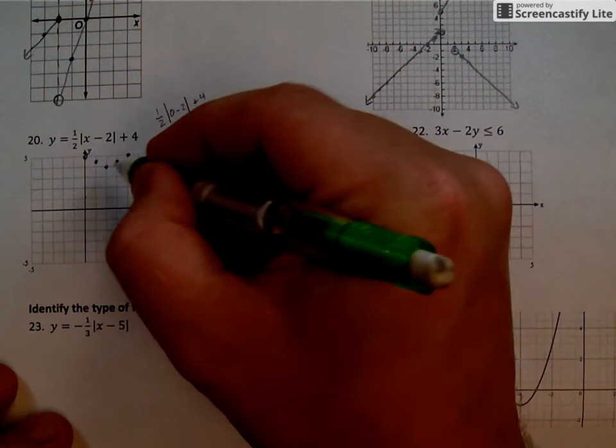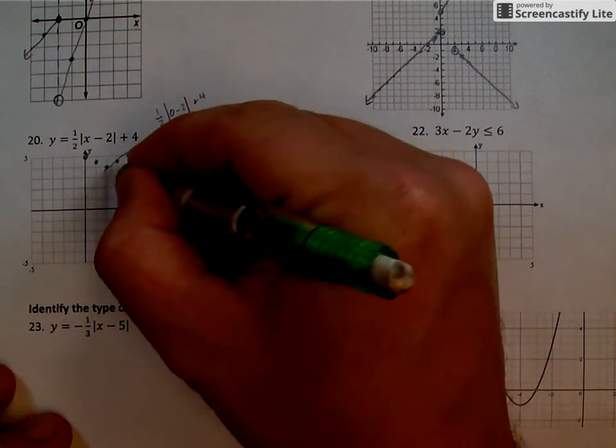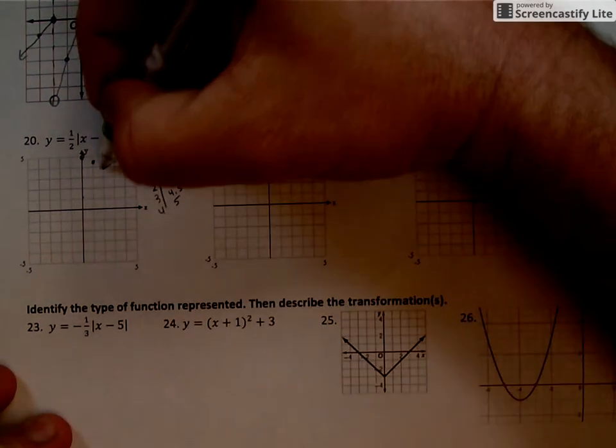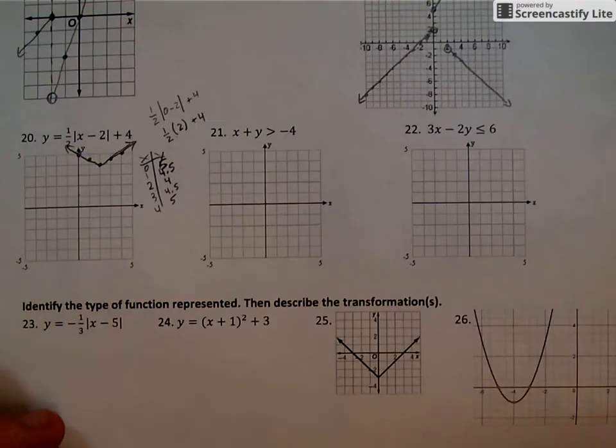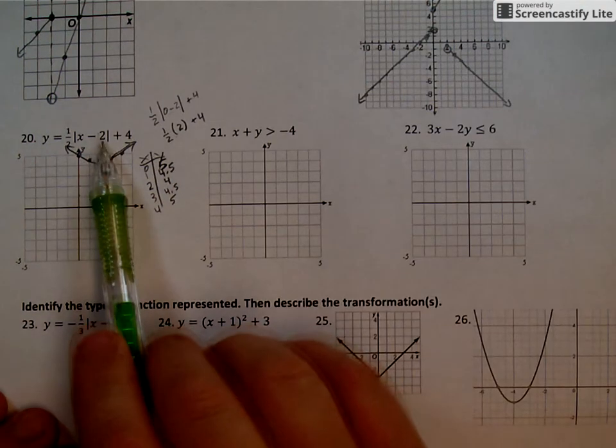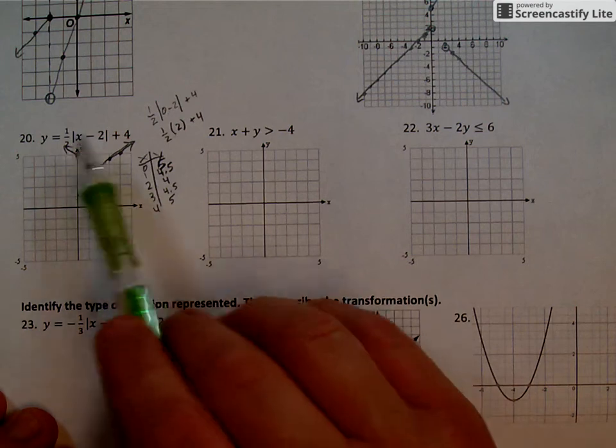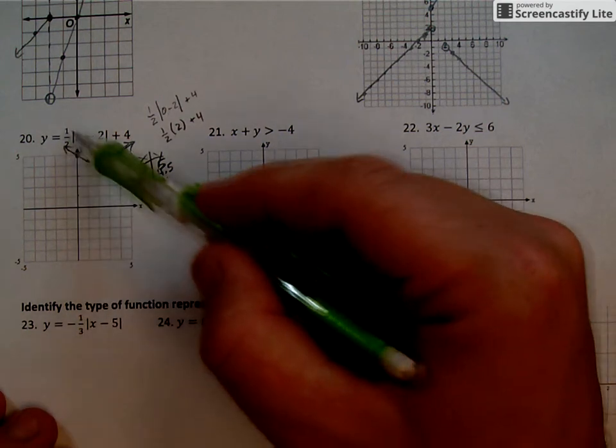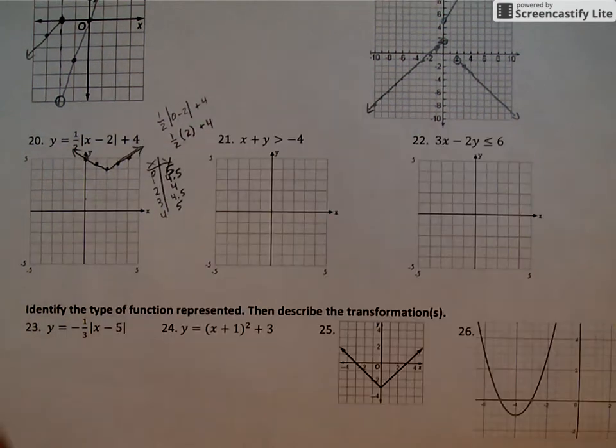So we end up with those 5 points. Connect the dots for our absolute value, which should be a V shape. So you notice it got shifted to the right 2 and up 4. We went to the right 2 and up 4, and then it was compressed vertically because of that 1/2. So it's going up at half the rate it would have otherwise.